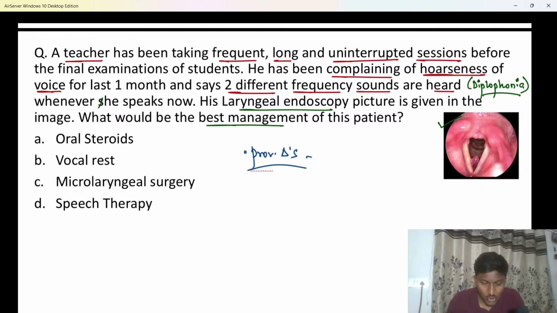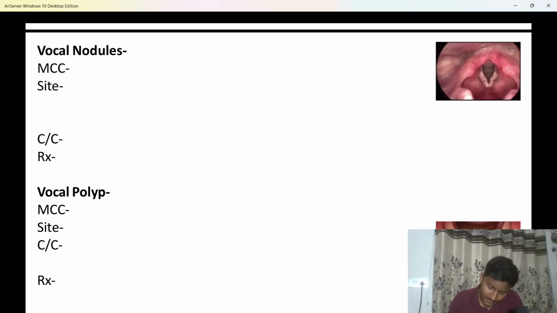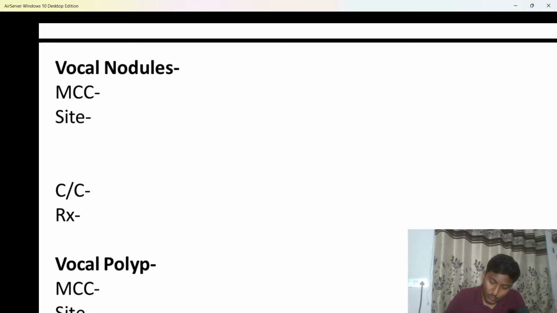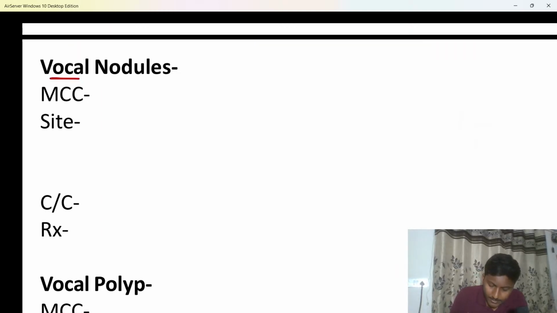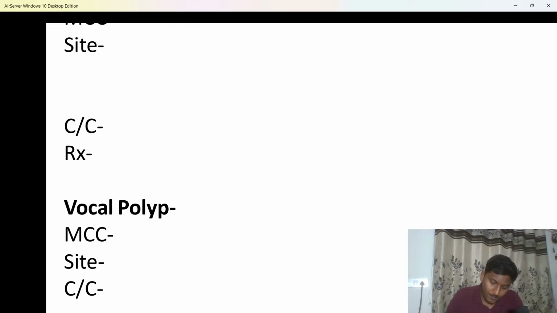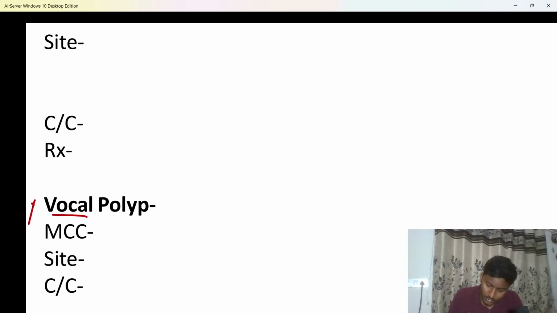Please remember beta, it is not a vocal nodule actually. Okay, let's discuss these two things and then I'll come back. If I talk about two conditions which are very close differentials of each other, one is called vocal nodules beta and the second is called a vocal polyp. Now what is the difference? Let's see that.